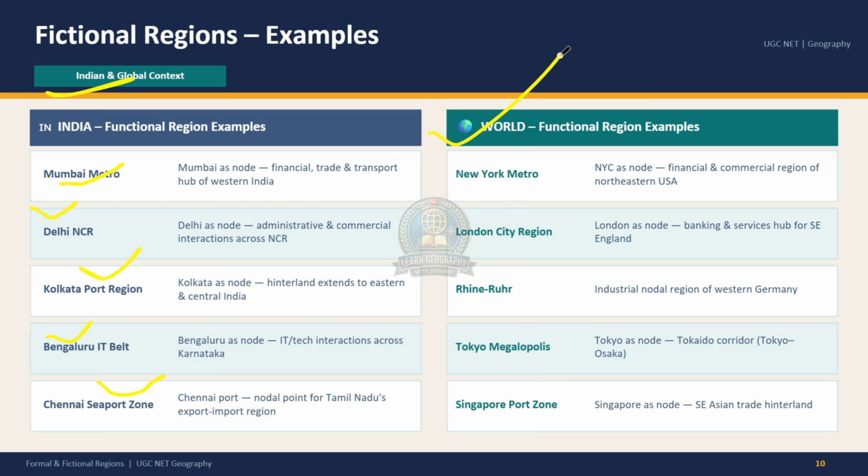In the world dimension, the world perspective, functional region examples. Newark Metro, New York Metropolitan Region: NYC is a node, a conurbation, and the financial and commercial region of northeastern USA. London City region: London is a node, a banking and services hub for southeast England. Rhine and Ruhr: industrial nodal region of western Germany. Tokyo Megalopolis: Tokyo is a node, Tokaido corridor, the Tokyo and Osaka corridor. Singapore port zone: Singapore is a node, Southeast Asian trade hinterland.